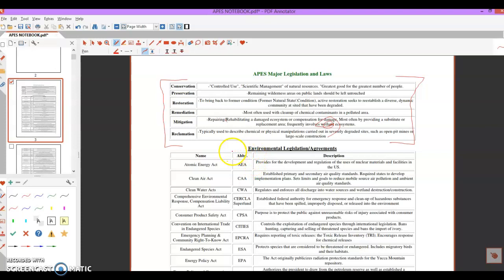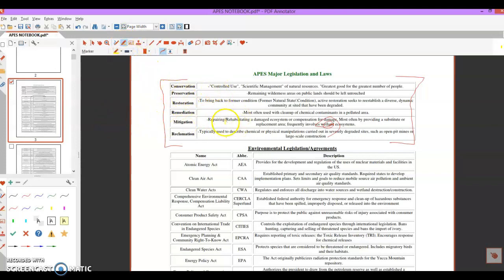The ones we're going to go through, I'm going to identify them, talk about them, and write some stuff down. Some of these acts or treaties or laws, you may have heard of, which is great. Some of them you may not have any idea that they exist, but they do, and they are meant to help protect human life and the environment. Okay, I'm going to click on my marker.